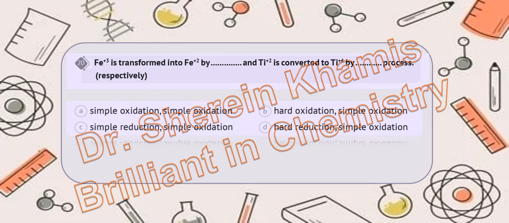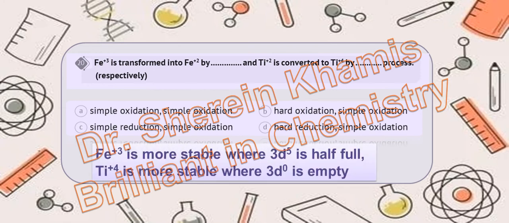We have the first one in our choices, simple oxidation. If we want to change from more stable to less stable, we need oxidation or reduction at first. If we concentrate, the more stable one will be iron Fe+3, with the half-full 3D5. So we need to make reduction, or make hard reduction.